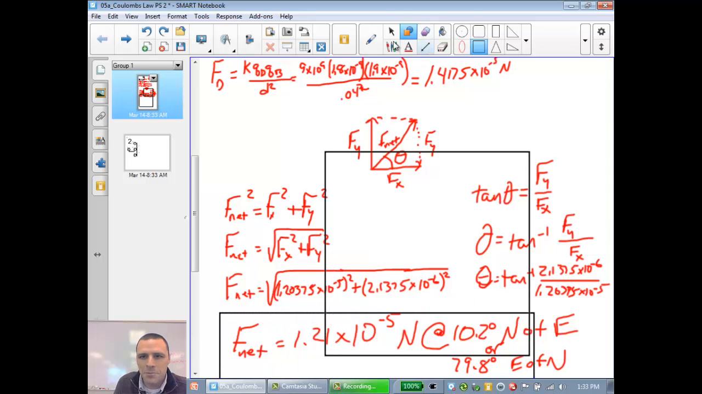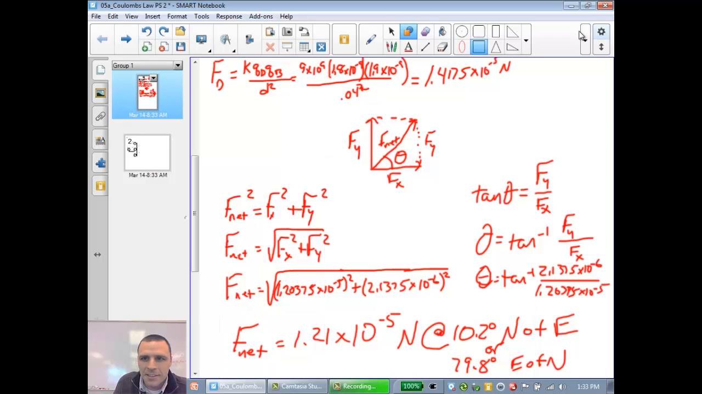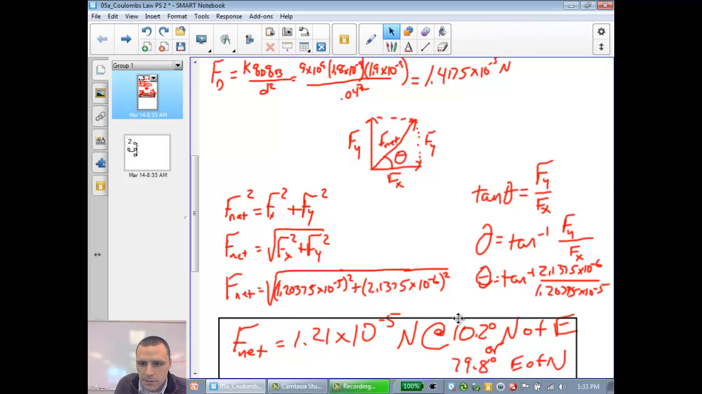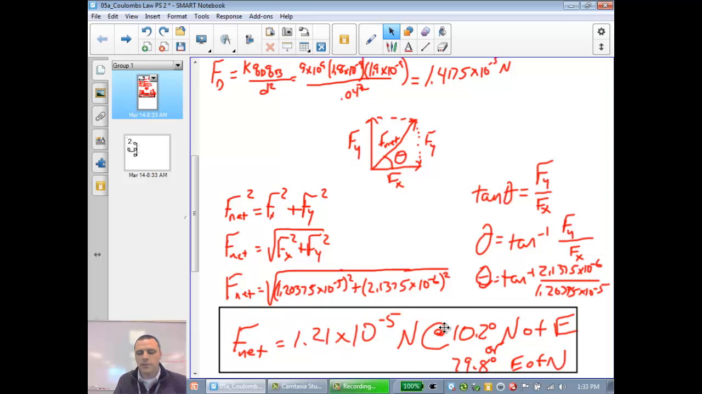That was a major mistake. Need the rectangle tool. There you go, right there. It's a nice little official box. And there you have it. There is how you do problem number 1 on the multiple charge practice sheet. So I hope it helped.